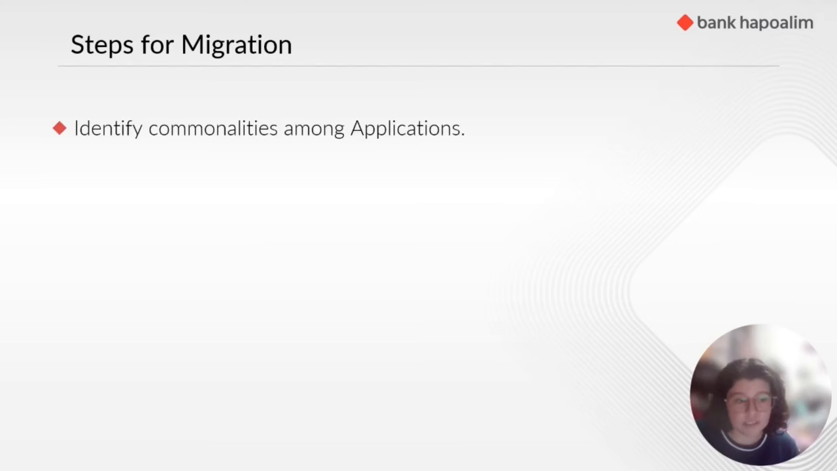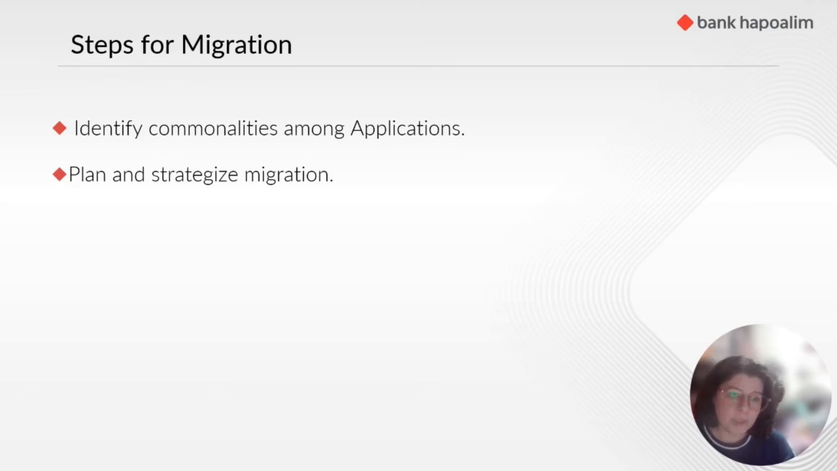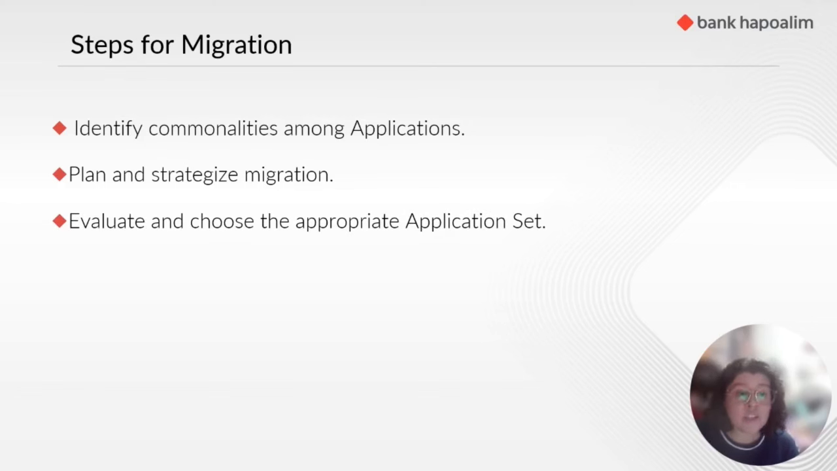Steps for migration. Identify commonalities among applications. We should find what's the same between versions, and consider using overlays and customization. Plan and strategize migration. We should think about which products are better migrated first and on which clusters. Evaluate and choose the appropriate application set generator. We should check the available generators and choose one that is suitable for your needs, like we chose the cluster generator.